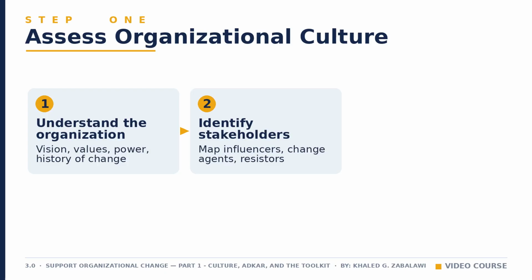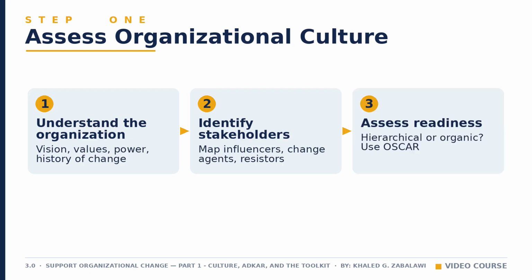Map out who influences opinion, who will actively champion the change, and who is likely to resist it. These are not the same 3 people, and treating them the same is a common early mistake. Ask whether the culture is hierarchical, needing formal approval, or organic, needing team consensus, and whether it is risk-averse or innovative. Surveys, interviews, or a structured model like ADKAR help you diagnose this landscape before you act.